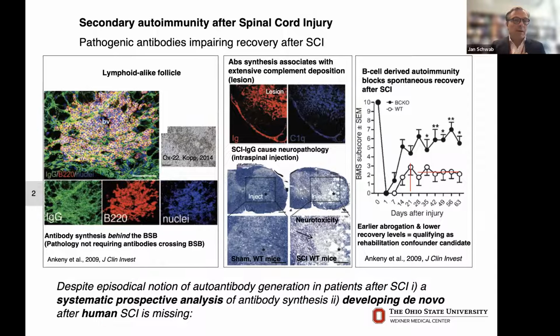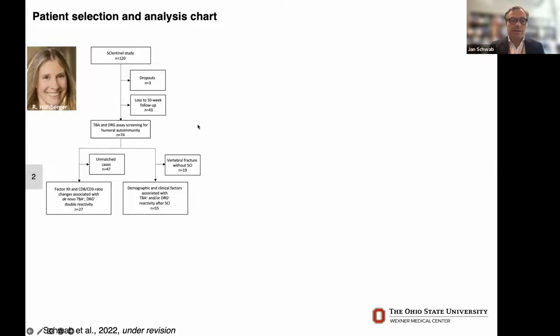So despite the episodic notion of autoantibody synthesis in humans, it remains so far unclear whether we also see de novo autoimmunity development after human spinal cord injury. And to shed some more light on that was the main task of the SILENCE study, which is still ongoing. And a part of the SILENCE study is also the reassessment of serum samples from the SENTINEL study. This is a collaboration done together with Romana Höftberger, a neuropathologist in Vienna, Austria.